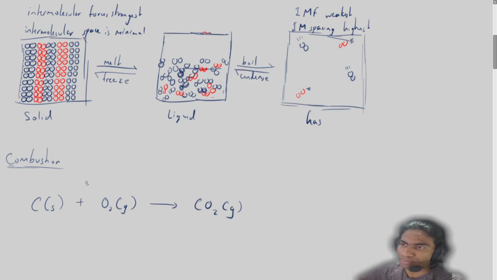So this is an example of a chemical reaction where we've included these state symbols here, okay? So you can see that this over here is the coke or the carbon or soot from some kind of fossil fuel.